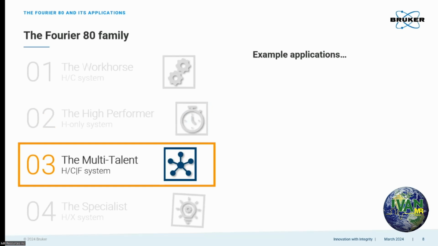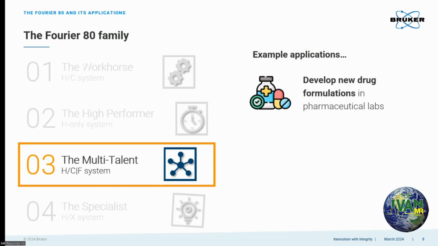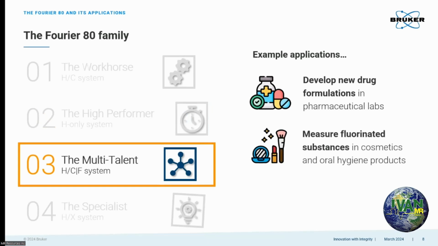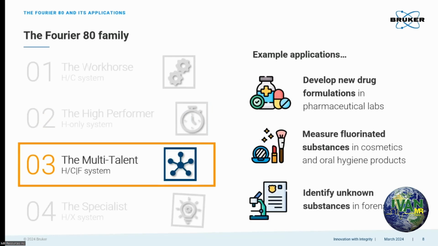Third, we have the multi-talent, the guy that can do a little bit of everything. In addition to protons and carbons, you can measure fluorine with this, which of course is quite useful in certain industries, such as developing drug formulations, measuring fluorinated substances in cosmetic and oral hygiene products, and identifying unknown substances in forensic labs.